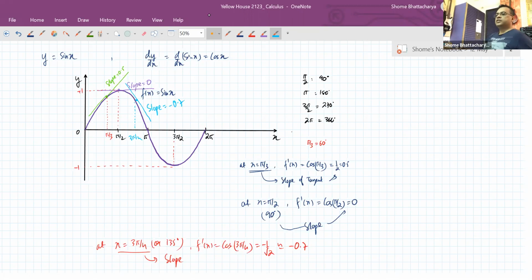So this is the interpretation of the graph in terms of slope of tangent also. Just make a note of this.